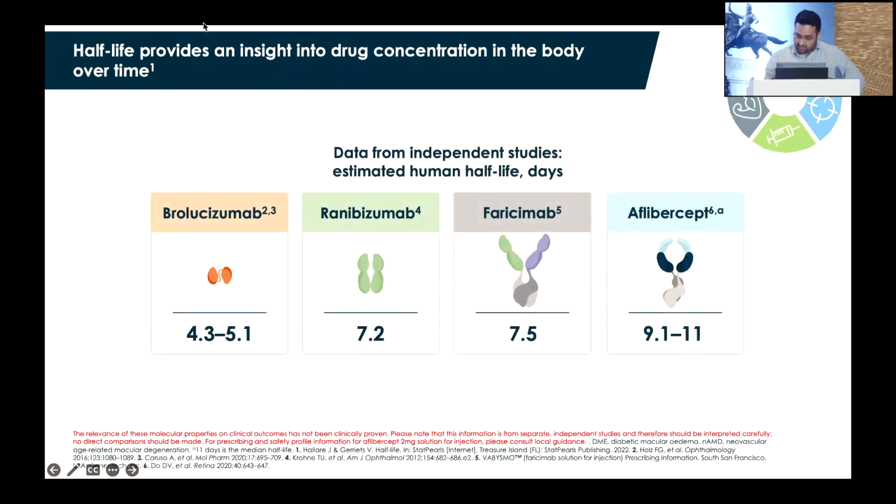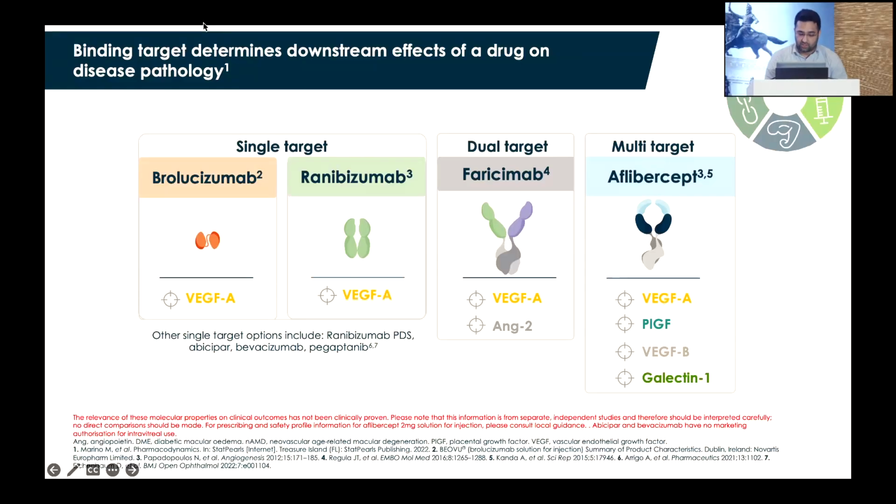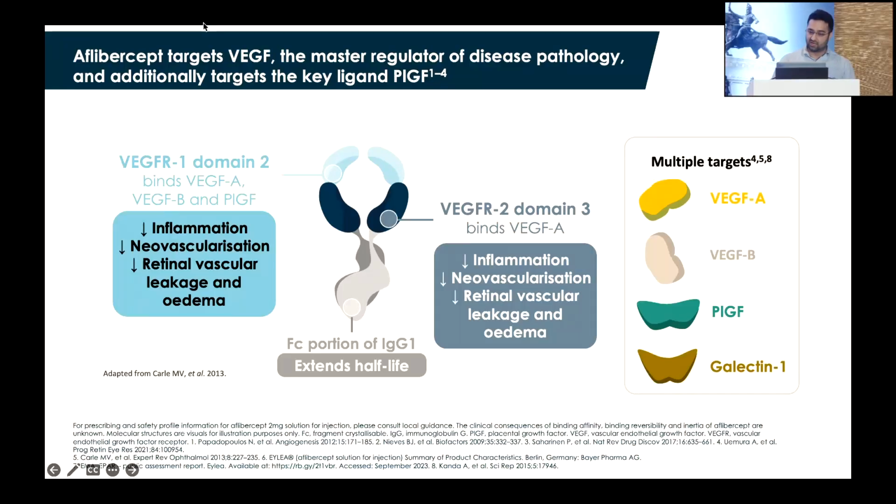Now, half-life is basically how long a drug stays in your eye, and it's quite comparable to the others, but again, it is much more significant as compared to the other molecules. Target molecule. Now here we have single target molecules which are brolucizumab and ranibizumab. A dual target is faricimab, which is VEGF and Ang2, and multifaceted, that's what we meant, four targets: VEGF, PLGF, VEGF-B, and galectin. Now, aflibercept targets VEGF, which is the master regulator, but along with that, it additionally targets PLGF, and that's how we get the extended effect with aflibercept.